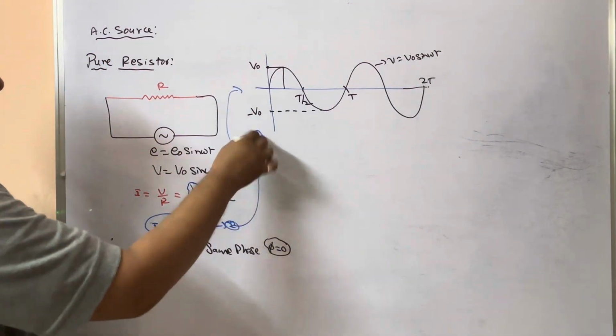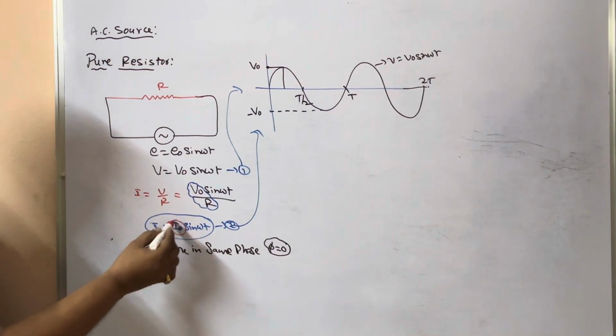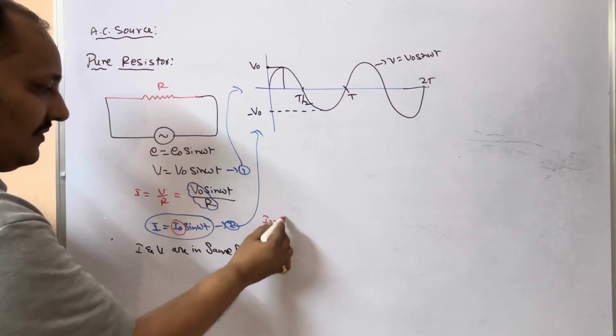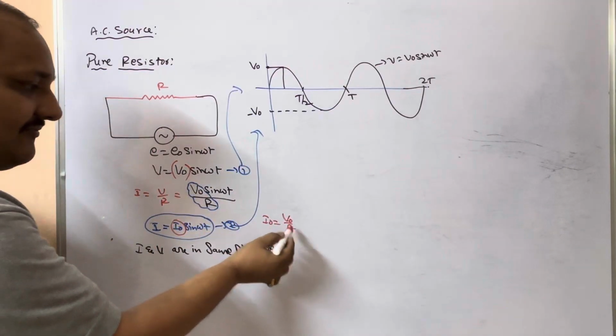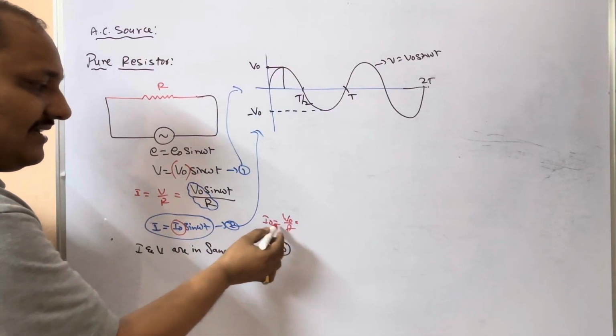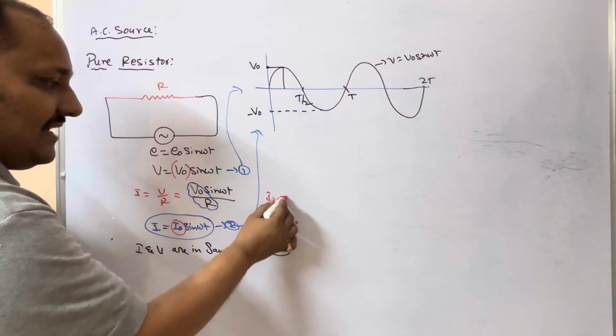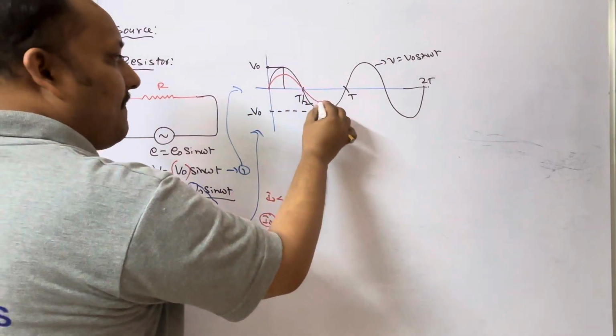Now how will equation 2 be represented? That is I naught sin omega t, where I naught is V naught by R. We are dividing V naught by some value, so definitely this I naught value should be less than V naught. Therefore, your curve will come like this.